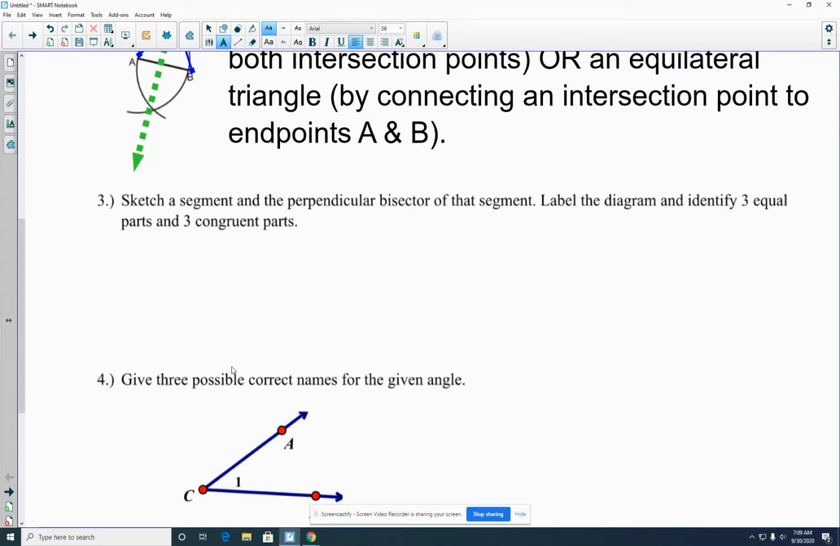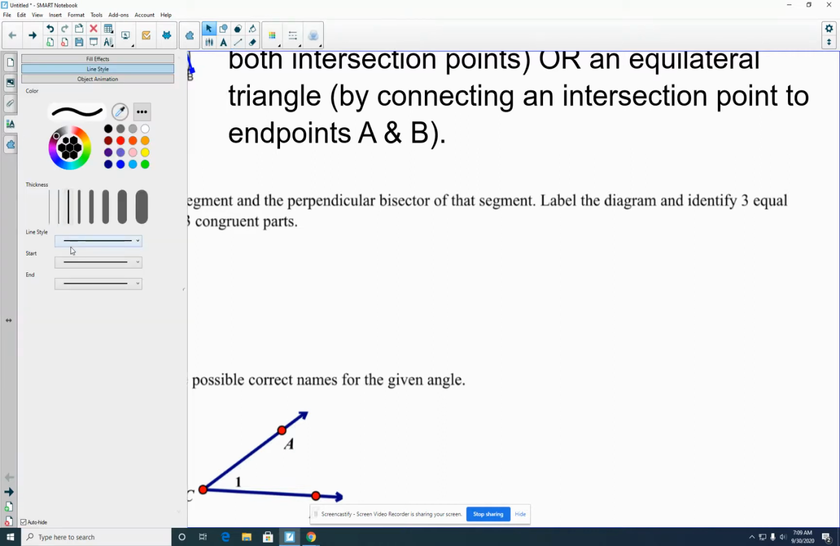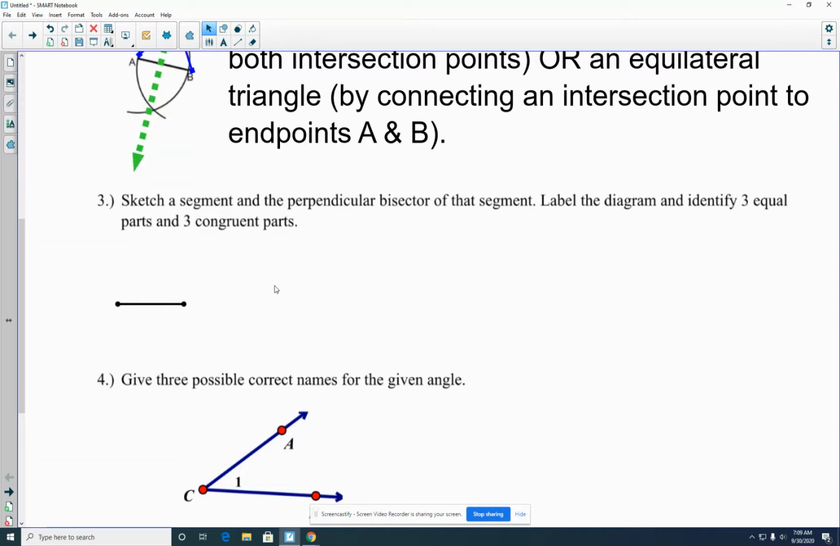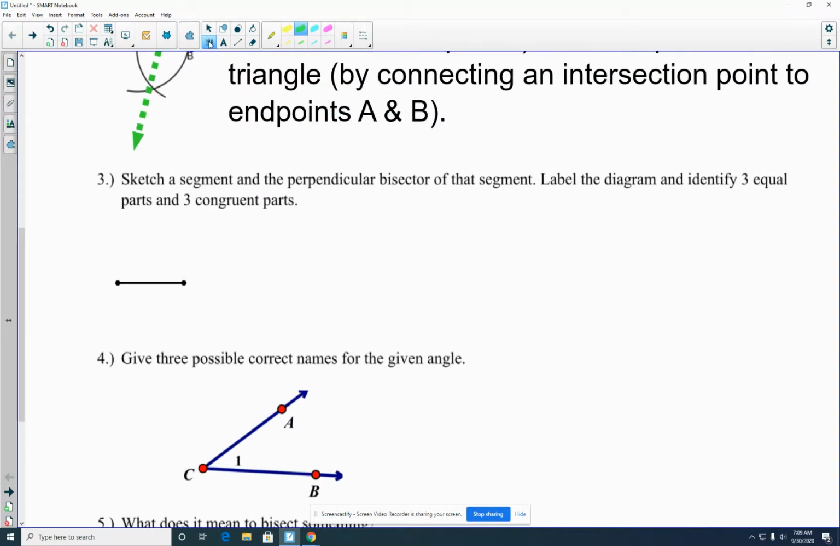All right, number 3, it says sketch a segment and the perpendicular bisector of that segment. Okay, let's do that first. Let's sketch a segment. It's a segment, so I am going to put some endpoints on my segment. Perfect. And now it says the perpendicular bisector of that segment. So my perpendicular bisector should be perpendicular and through approximately the middle.